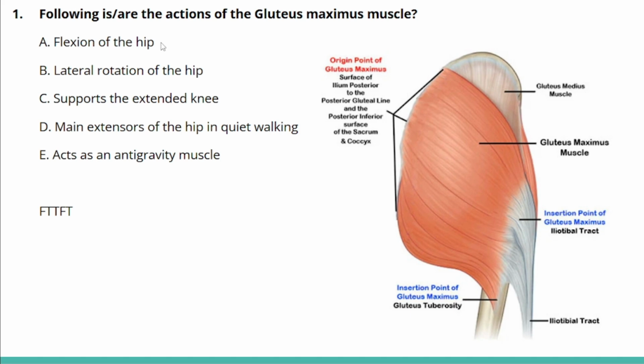Answer A, flexion of the hip, is false because it acts as the extensor of the hip joint. Lateral rotation of the hip is true, and supports the extended knee, true, via the iliotibial tract. Answer D, main extensors of the hip in quiet walking, is false. In quiet walking, as I discussed, the hip is in mid position, and the main extensor is the hamstring muscle. Answer E, acts as an anti-gravity muscle, is true. During the act of sitting down from standing position, the chief anti-gravity muscle is the gluteus maximus muscle.